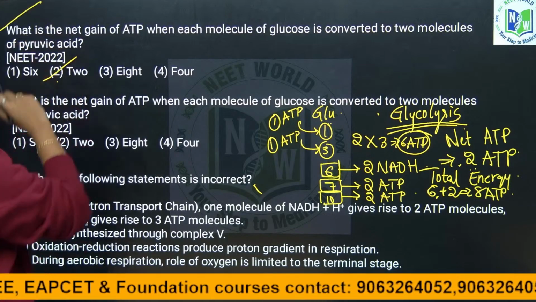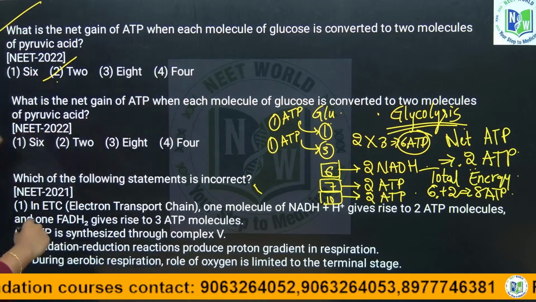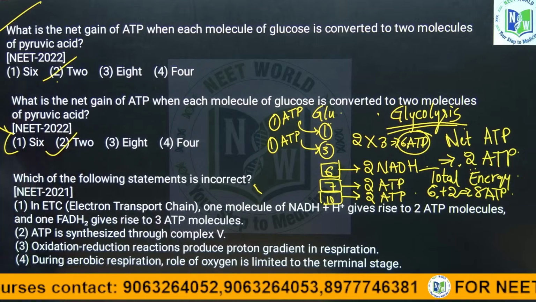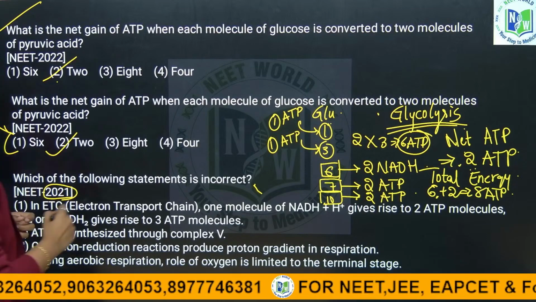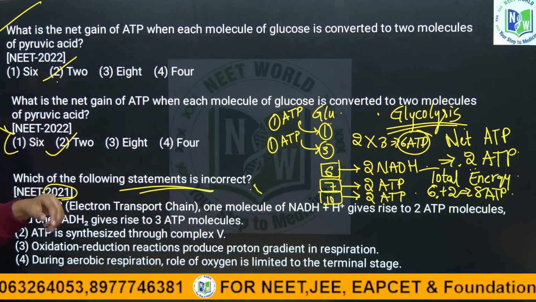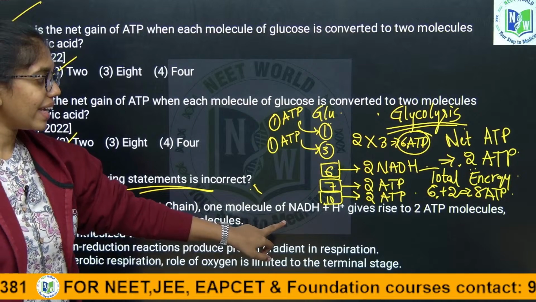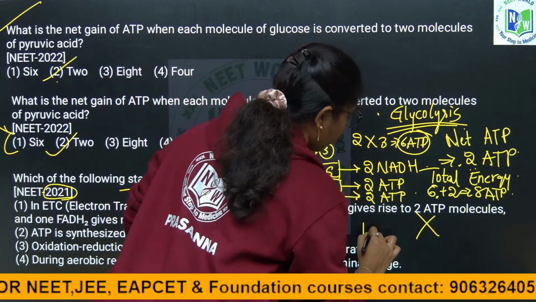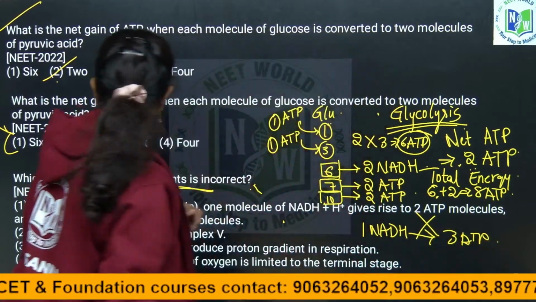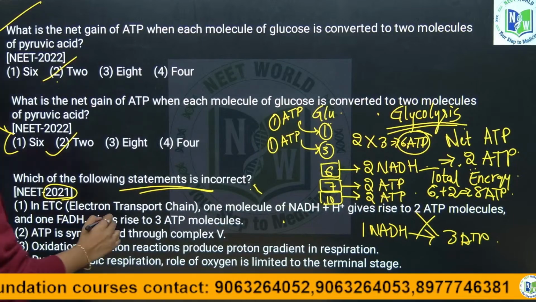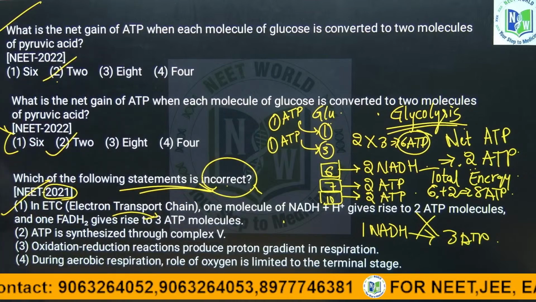Done? Clear with this? Next, what is the net gain of ATP when each molecule of glucose is converted to pyruvate, the same question? It is 2 molecules of ATP. Then if you look into a statement based question again asked in the year 2021, which of the following statements is incorrect, he is saying. In electron transport chain, one molecule of NADH gives rise to 2 ATP. Wrong. One NADH, just now we have discussed, gives rise to 3 ATP, not 2 ATP. And one FADH2 gives rise to 2 ATP, not 3. So, he is asking the incorrect statement, then our answer will be option 1.